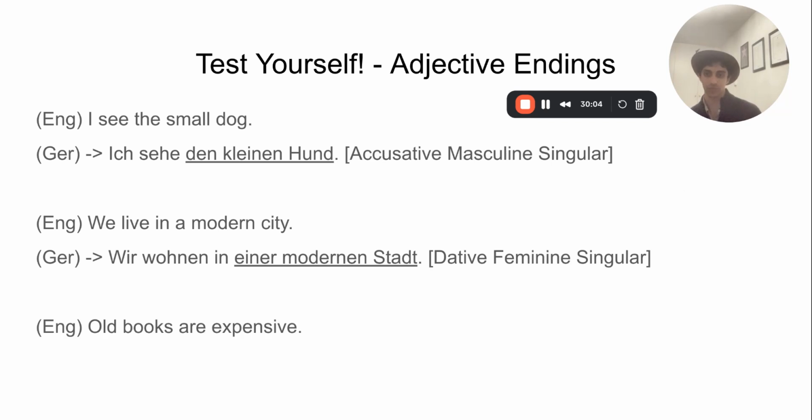Okay, hopefully not too much to take in. This third example is actually in the plural. So the English is, old books are expensive. As mentioned, the gender is not important in the plural because everything in German follows the same pattern in the plural, regardless of gender, whether it's masculine, feminine, or neuter. So you can definitely use that to help you or to simplify things too. We have two adjectives in this sentence, so you're going to have to think about each of those.